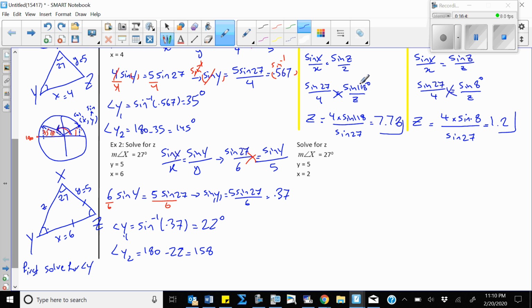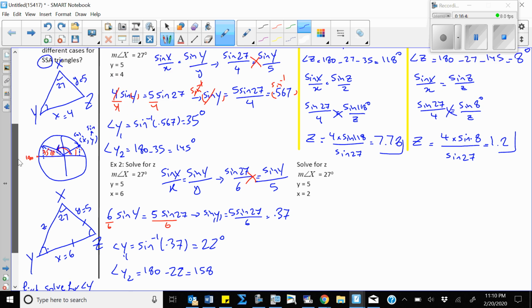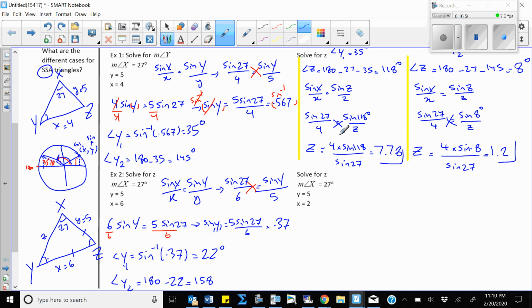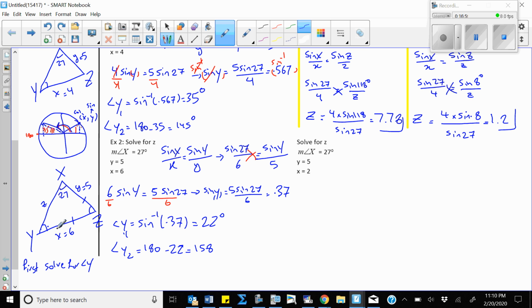Then I need to solve for z. Like what we did here, we need to find angle z first, and then from there we're going to solve for side z. So to find angle z, I need to add the other two angles, x and the found y, and subtract that from 180. So here angle z will be equal to 180 minus 27, which is our x, minus 22, which is our just found y. Well, this will be equal to 180 minus 49. That's equal to 131 degrees.